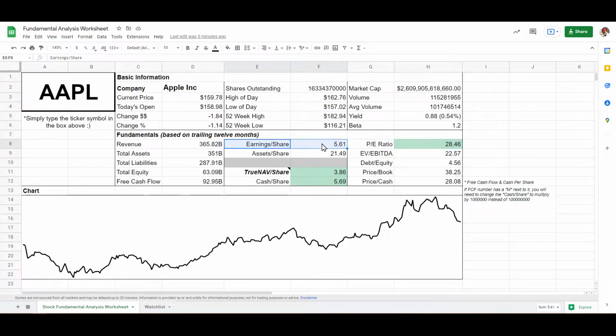So what you do on the earnings per share and any of these that are per share is you take, in this case, the revenue divided by the shares outstanding, and that's what you get. You do the same thing with your assets and your equity and your cash flow to get these other functions.